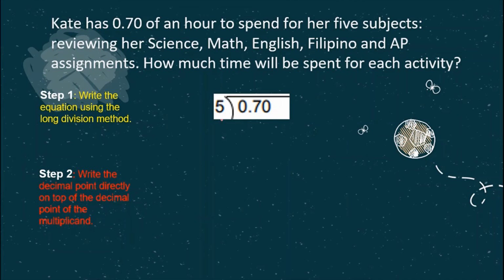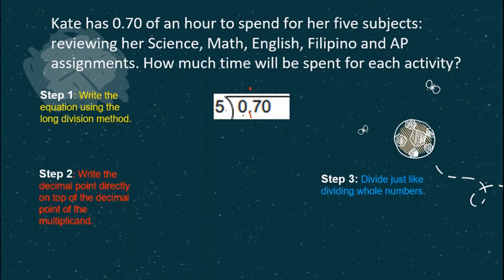So since our divisor here, 5, is already a whole number, no need to move the decimal point, because the decimal point is already on the right side. All we have to do is align the decimal point at the top of our dividend. So for this one, we're going to align our decimal point here. Now, we're going to go to step number 3: divide just like dividing whole numbers.